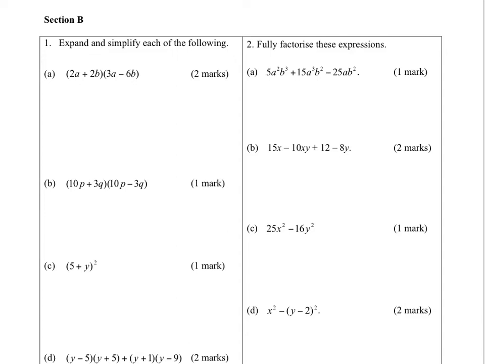Okay, for the 5.3, we're going to start with some expanding. So, binomial, so it's a double rainbow. 2a times 3a is 6a squared. 2a times negative 6b is negative 12ab. 2b times 3a is positive 6ab. And 2b times negative 6b is negative 12b squared.